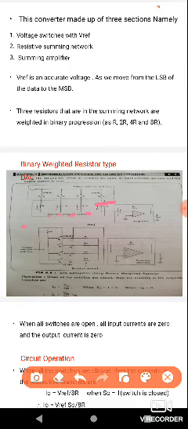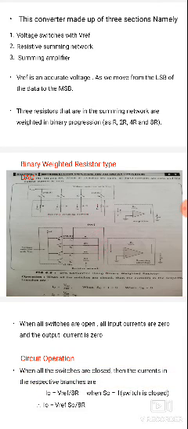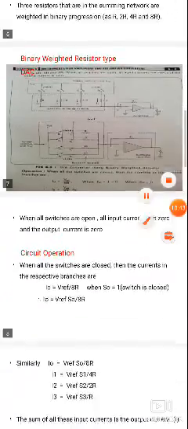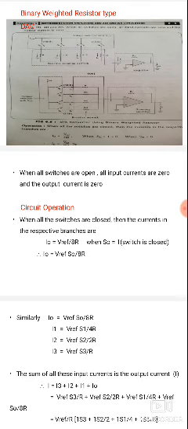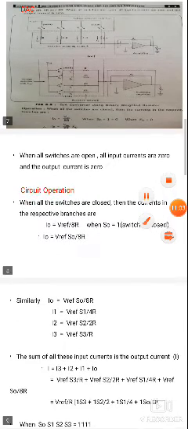Next, the resistors in the summing network are in binary progression. So the resistors in the summing network are weighted, with weights R, 2R, 4R and 8R. The switches are connected to the binary weighted resistors. First condition: when all the switches are open, all input currents are 0 and the output current is also 0. So next, the circuit operation.